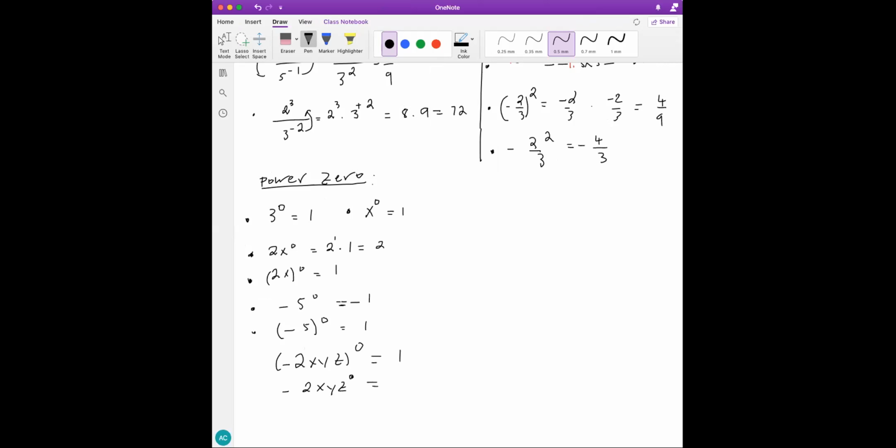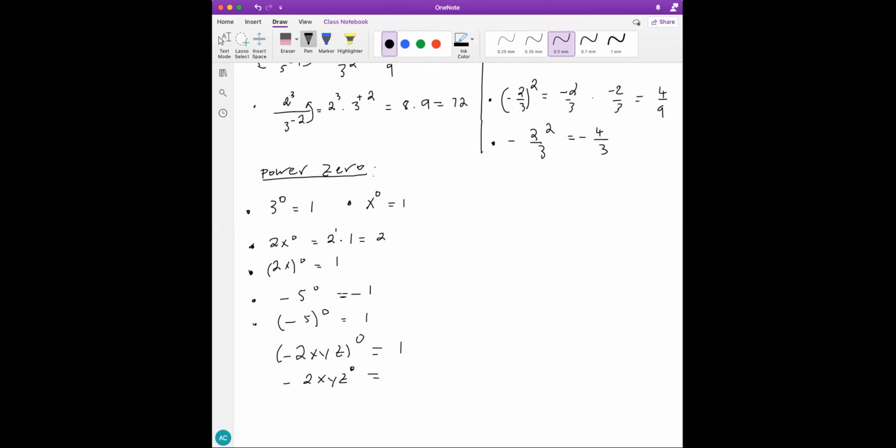So the 0 belongs to which letter or number here? To Z, right? Okay, so 0 belongs to Z only. So only this will be evaluated. What is Z to the power 0? It would be 1. So the rest stays the same because we don't have parentheses, so this will be -2x, y. Only this Z turns into times 1, which is basically -2x, y.